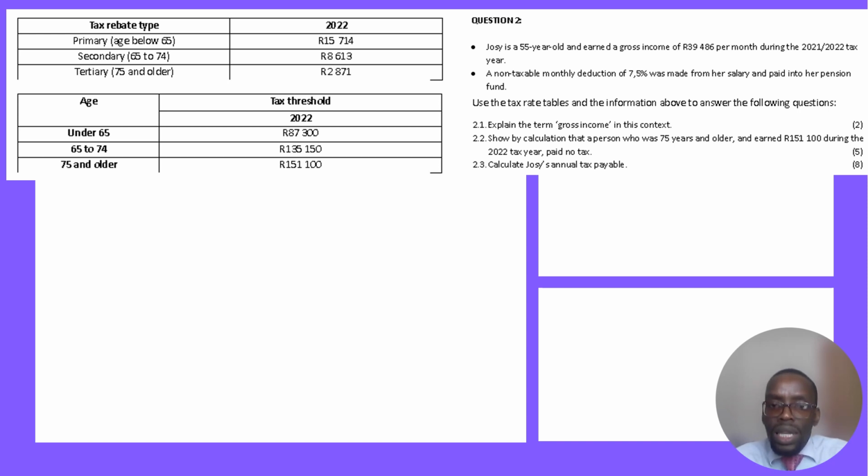Then the next question is, show by calculation that the person who was 75 years and older and earned 151,100 during the 2022 tax year did not pay any tax. In other words, there was no tax that you were going to pay.